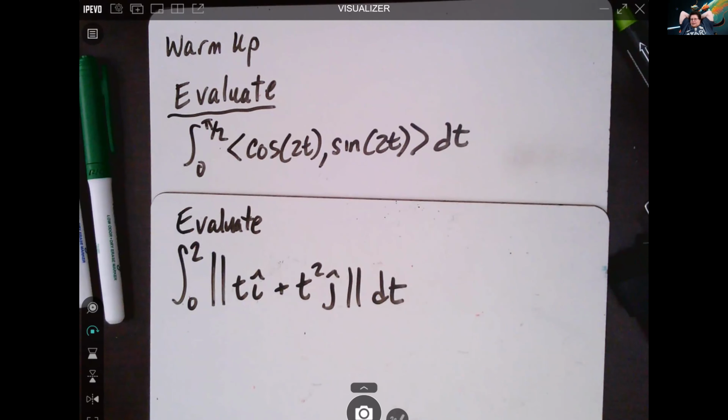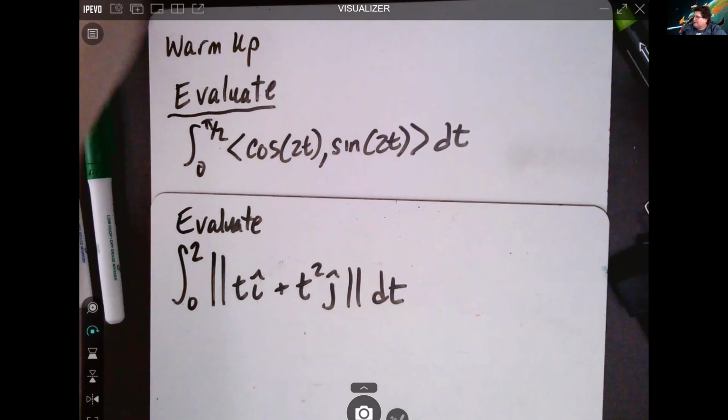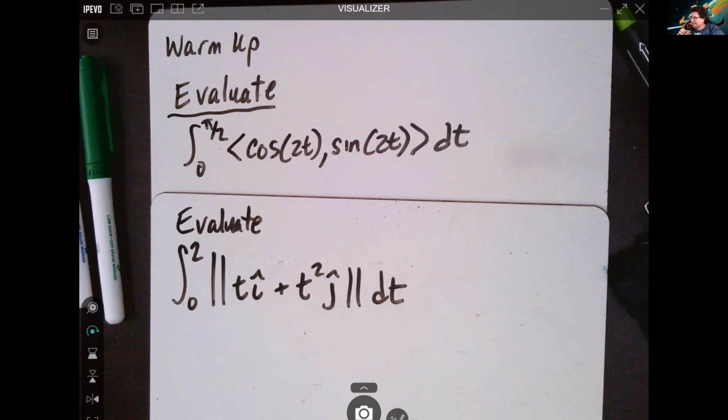There we go. So go ahead and take a couple minutes. We'll do both of these warm-ups and then we'll talk about some stuff. I think there's a disconnect right now between what people are focusing on and what the big picture is. So I want to refocus, or give another example of that.